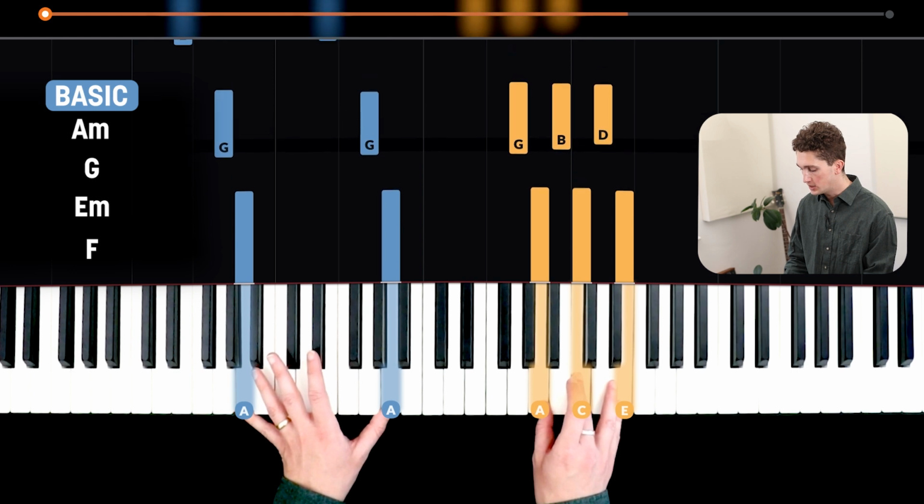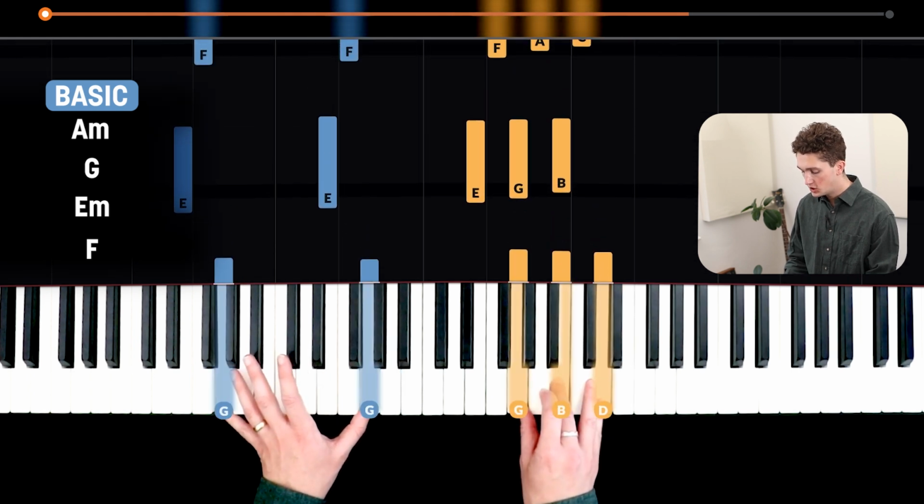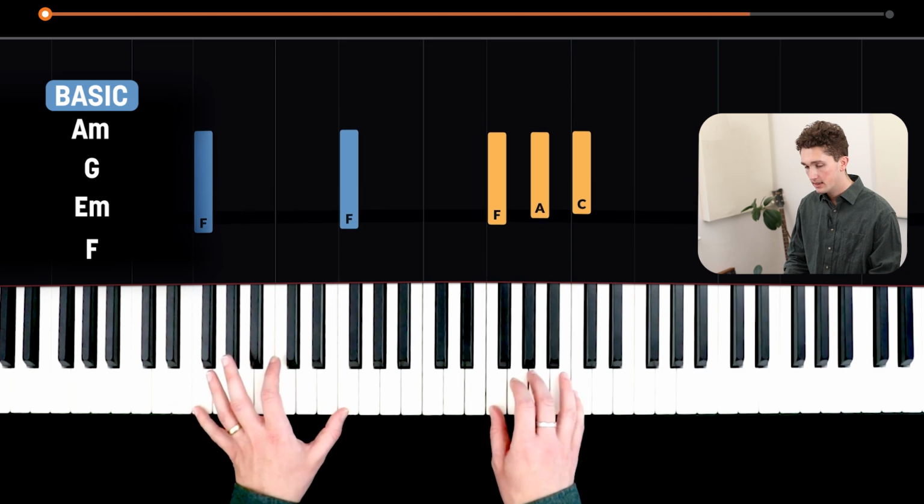So this is effectively our level 1. Each chord is just a simple triad, either major or minor. So we've got A minor, G major, E minor, and F. But let's take it to the next level.